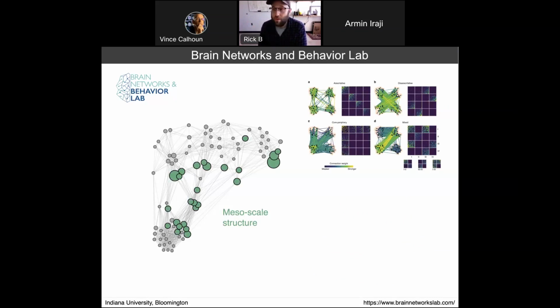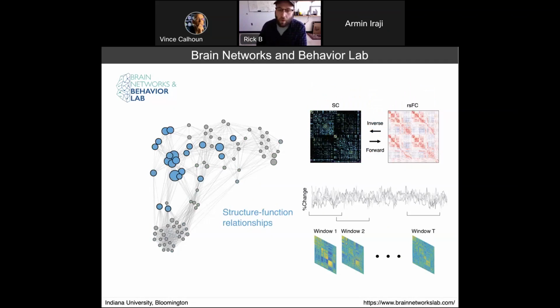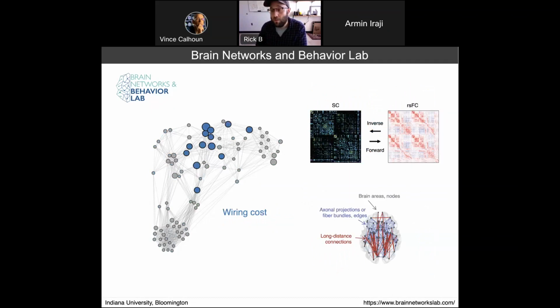So my lab is interested in studying, say, mesoscale structure of networks, communities, and modules. We're interested in studying how network structure changes over time, both within a single scan session, but also across development and the lifespan. We are very interested in understanding the structural basis for functional connectivity, so studying structure-function relationships, and even the notion of wiring costs, so how brains negotiate the formation of costly, materially and metabolically costly connections, so that they can still nonetheless maximize their adaptability to the environment.